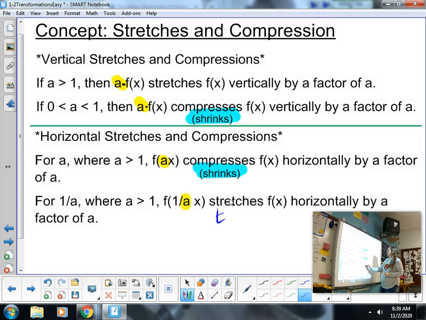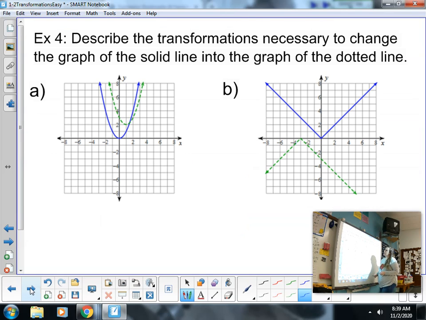So this was example 3B. This one was example 3A. What was this first option here? So we have one more that we're going to look at, and this is just going through and stating some basic transformations that are necessary. It says, state what's necessary to transform the solid line into the graph of the dotted line.